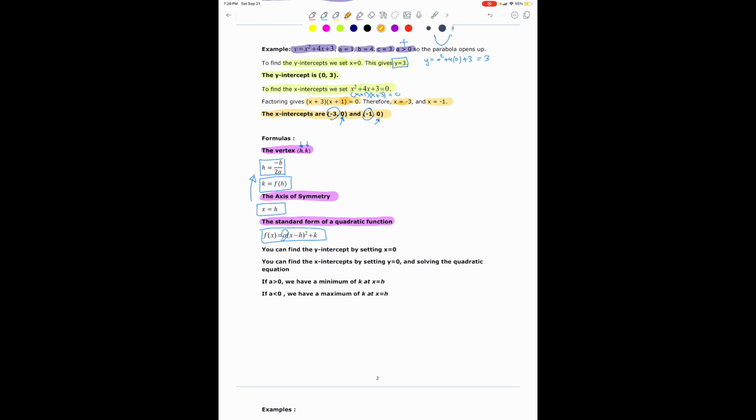You can find the y-intercept by setting x equal to 0 and solving for y. You can find the x-intercepts by setting y, or f of x, equal to 0 and solving the quadratic equation using your favorite method.